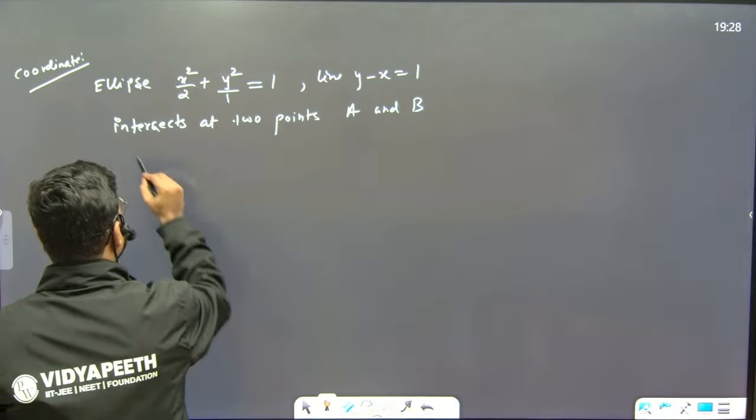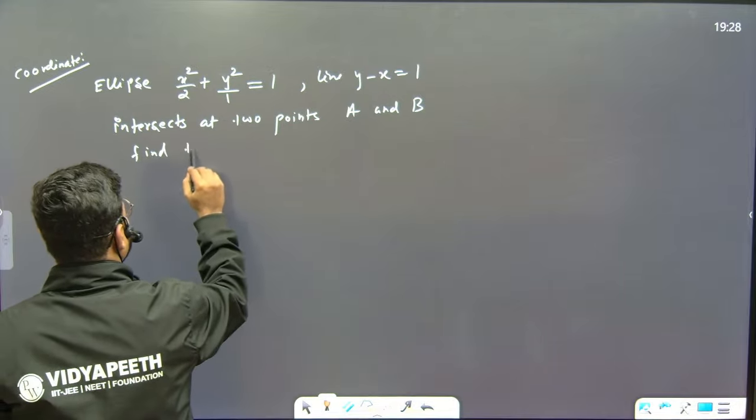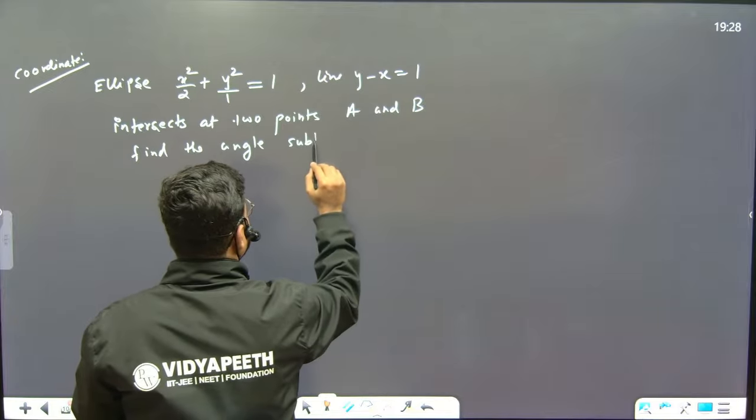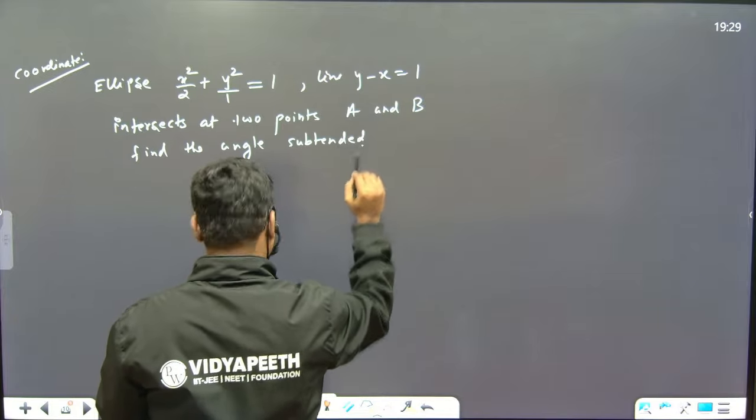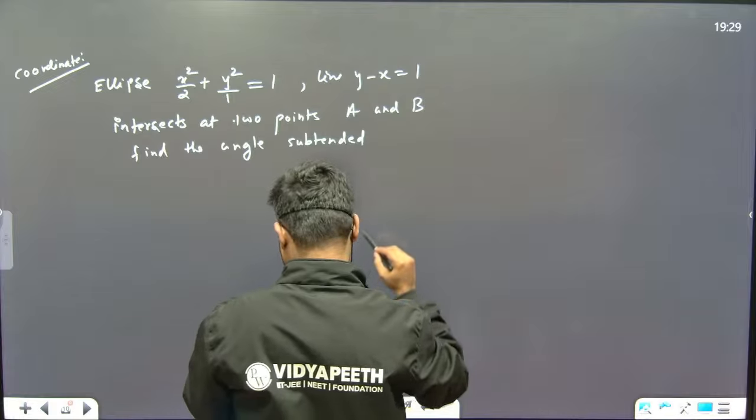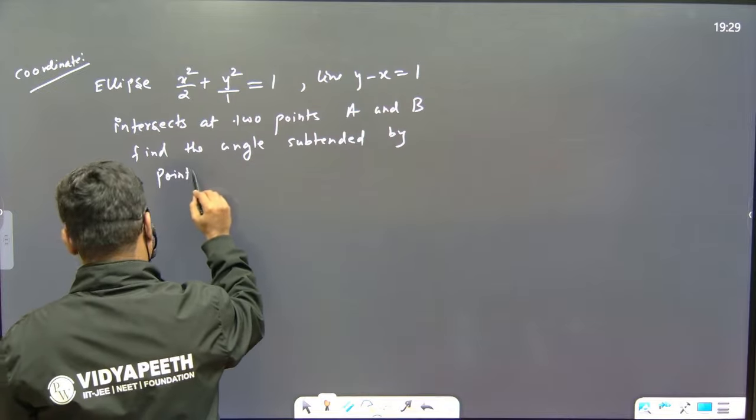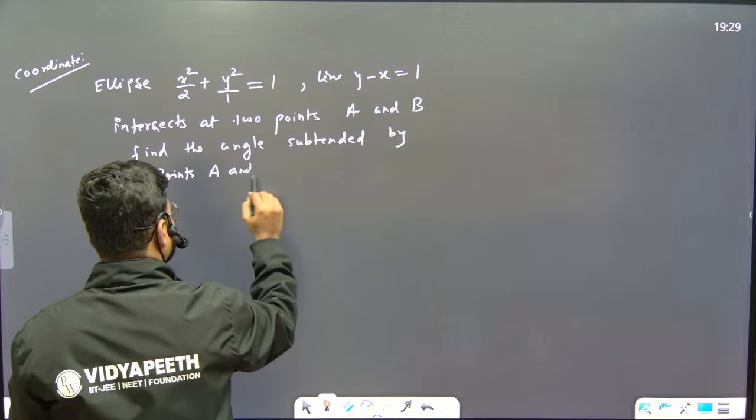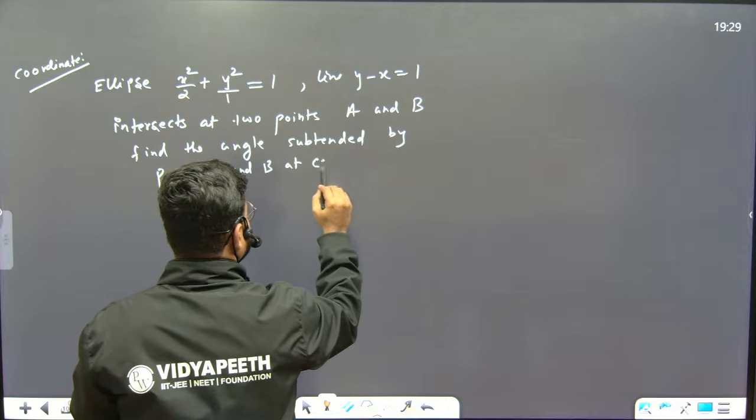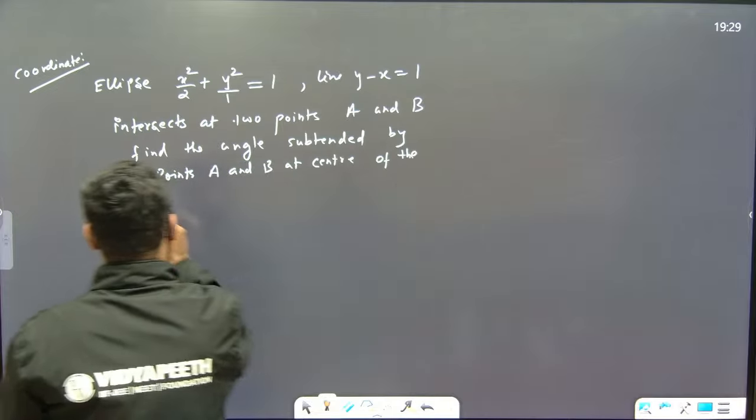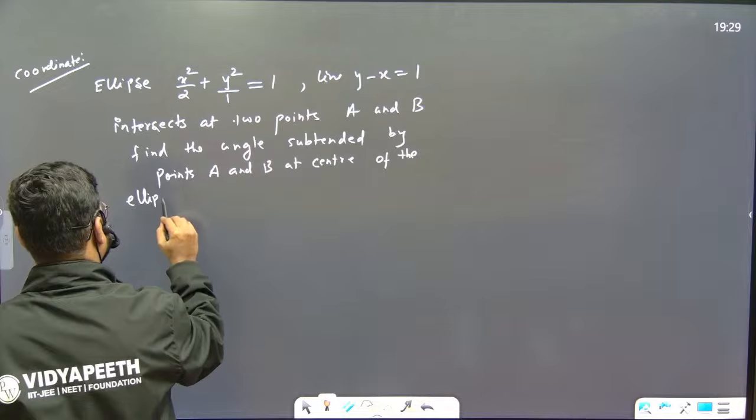Find the angle subtended by points A and B at the center of the ellipse. At the center of the ellipse, right?